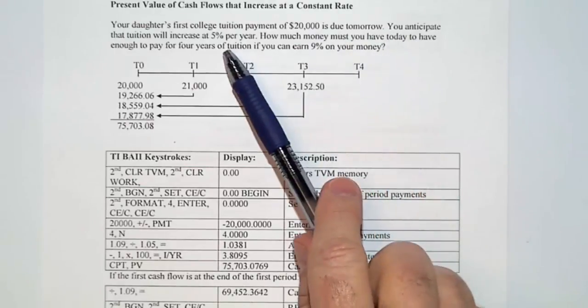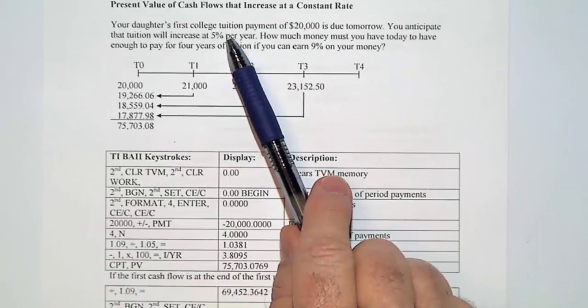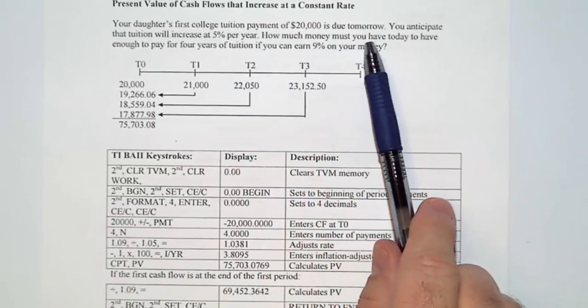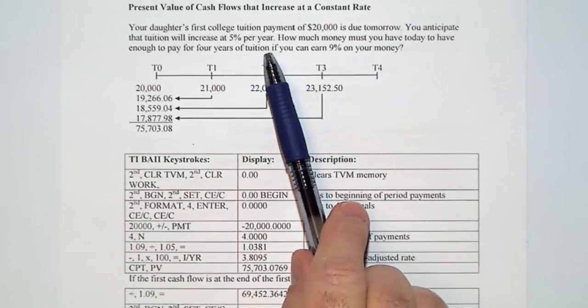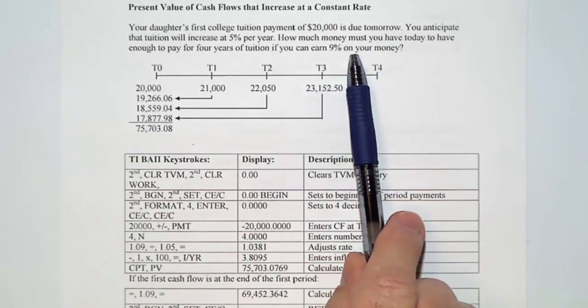You anticipate that tuition will increase at 5% per year. How much money must you have today to have enough to pay for 4 years of tuition if you can earn 9% on your money?